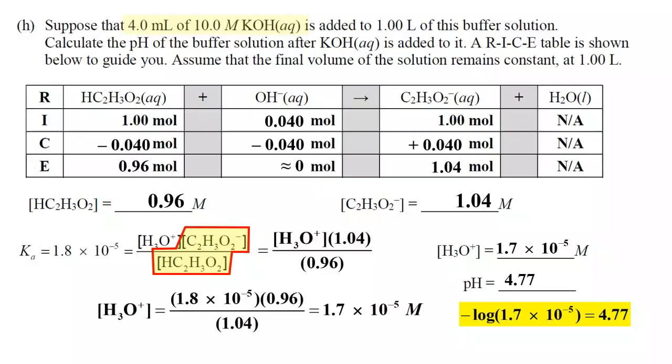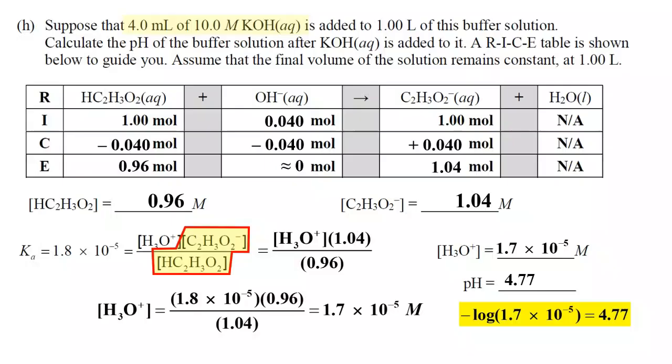And again, based on this ratio that I'm highlighting on this slide, if you can keep the ratio of acetate to acetic acid, as in the conjugate base to the weak acid, relatively constant, then your pH will not change very much. So we changed from a 1-to-1 ratio. Now that ratio is 1.04 over 0.96. So it didn't change very much.